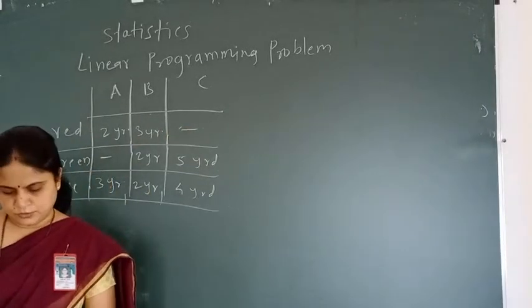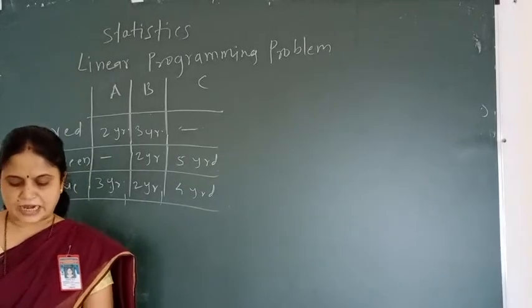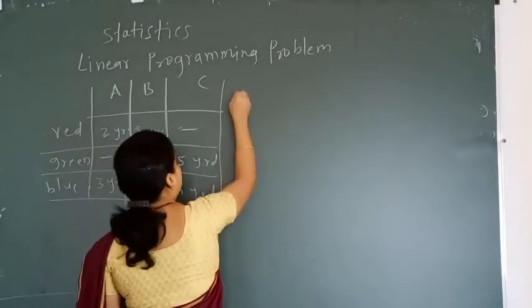Now the constraints. The firm has only a stock of 8 yards of red wool. That is, I have a stock of red wool.